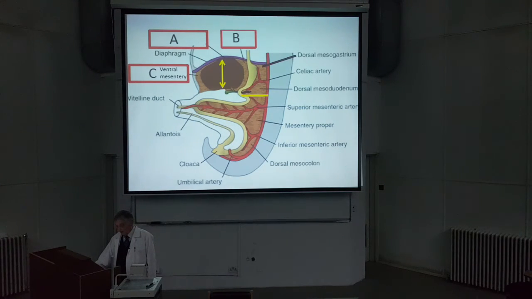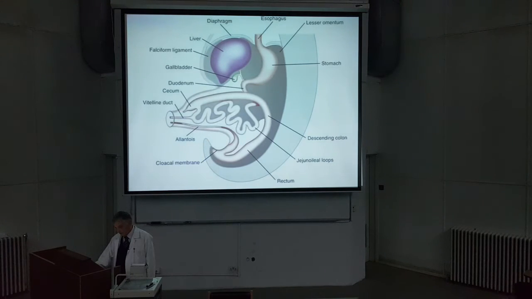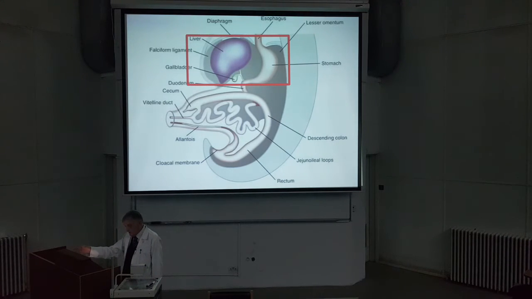So this is the end of the foregut, beginning of the midgut. This is the end of the midgut and beginning of the hindgut. Again, this is septum transversum. This is going to be the falciform ligament. This is the liver developing into the septum transversum. This is the lesser omentum. And the greater omentum was posterior. When the stomach rotates, it becomes inferior.